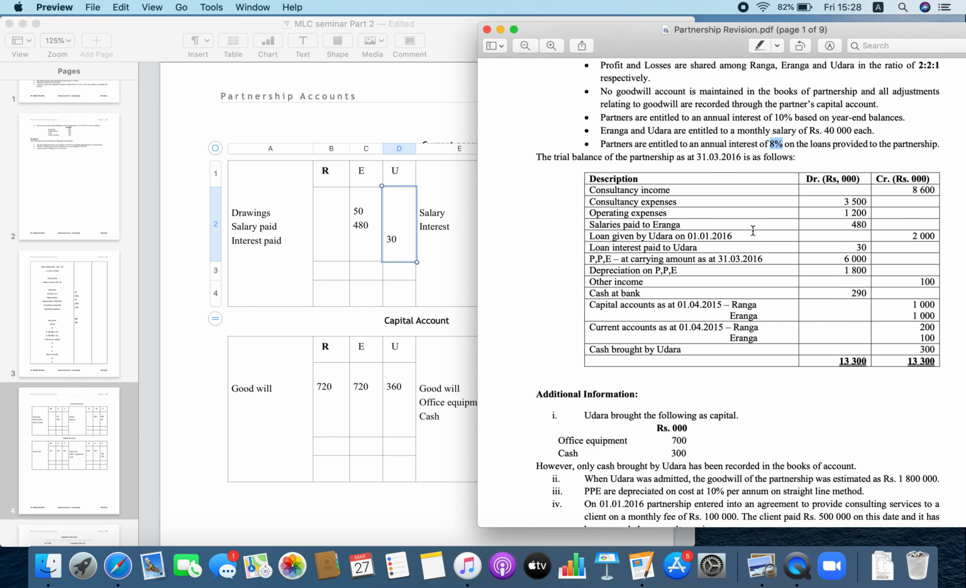30, done. Right, next one, PPE carrying amount is not relevant. Depreciation, if you have not forgotten, we have already marked. Other income, that was also taken. Cash at bank, we took to the adjusted cash book, right?